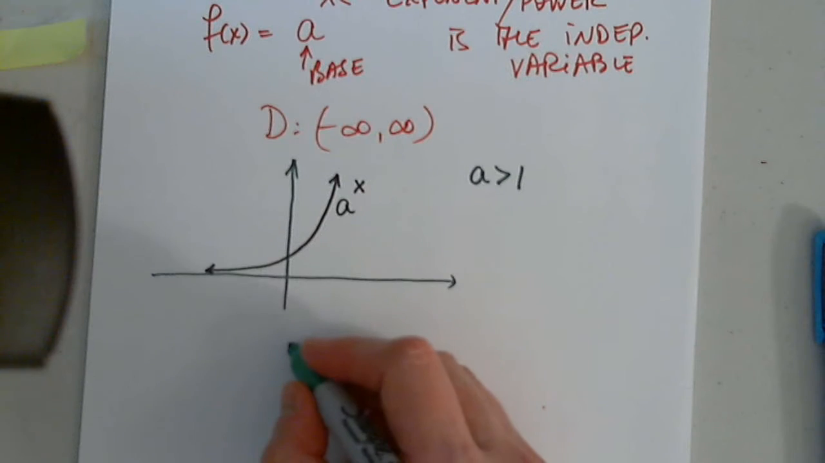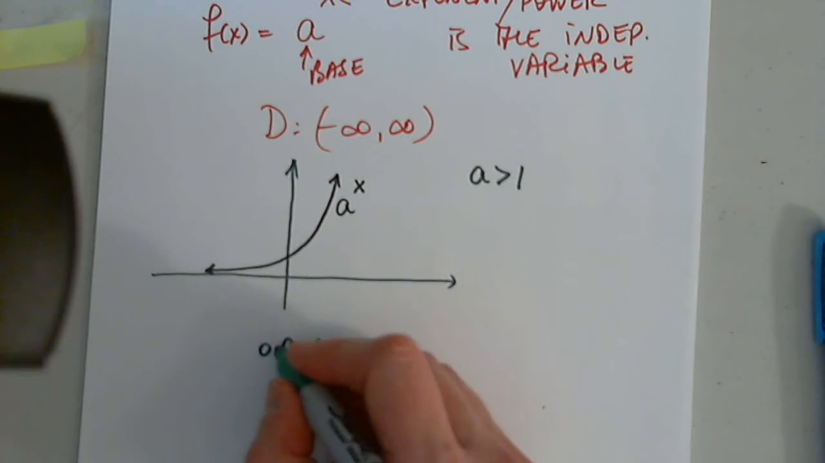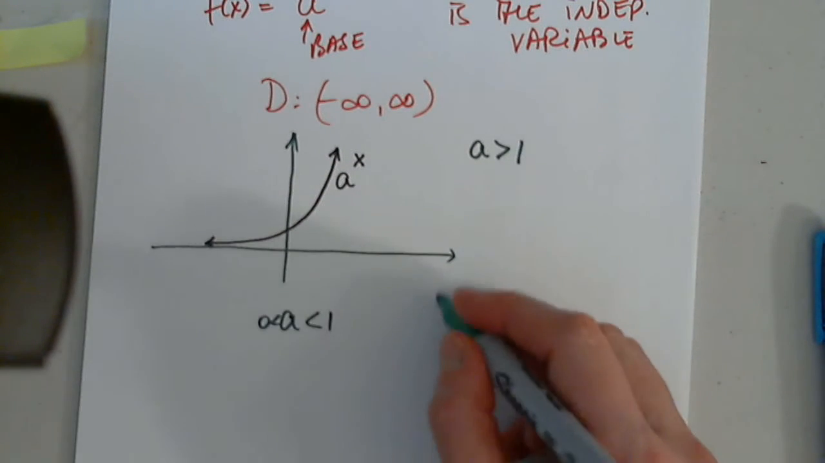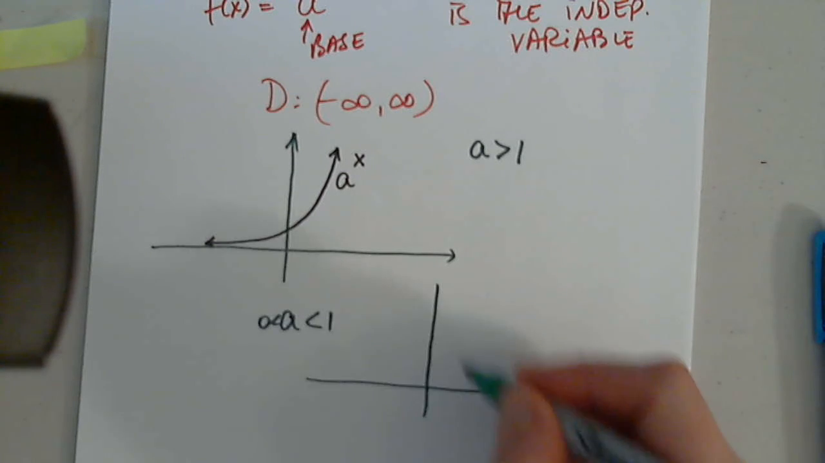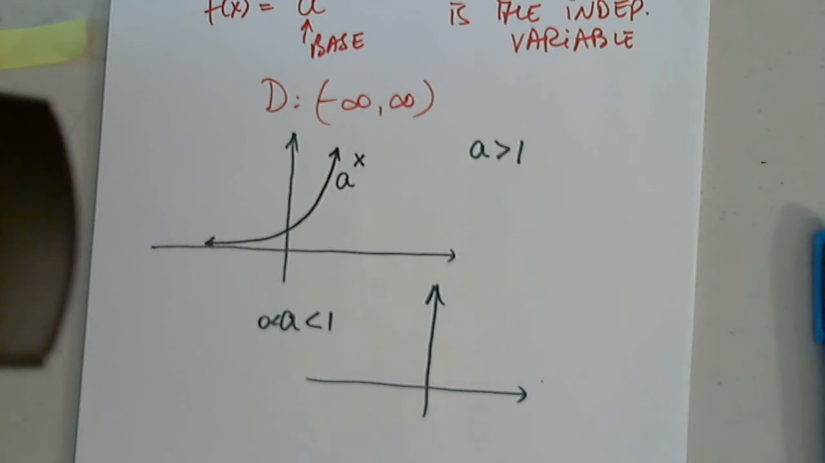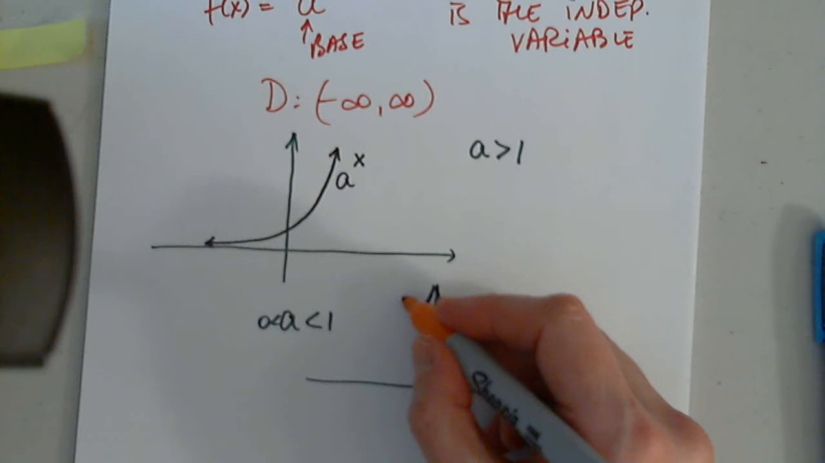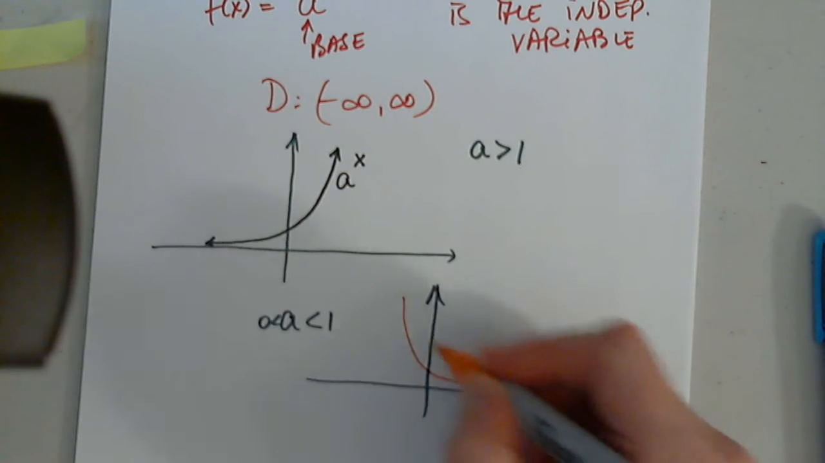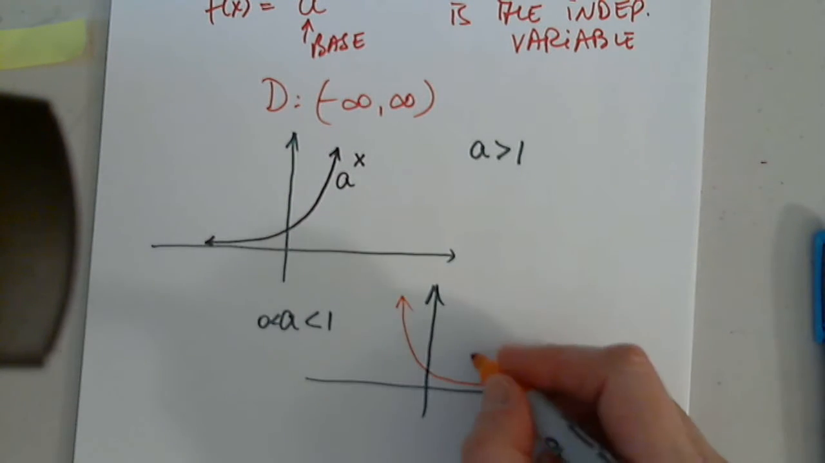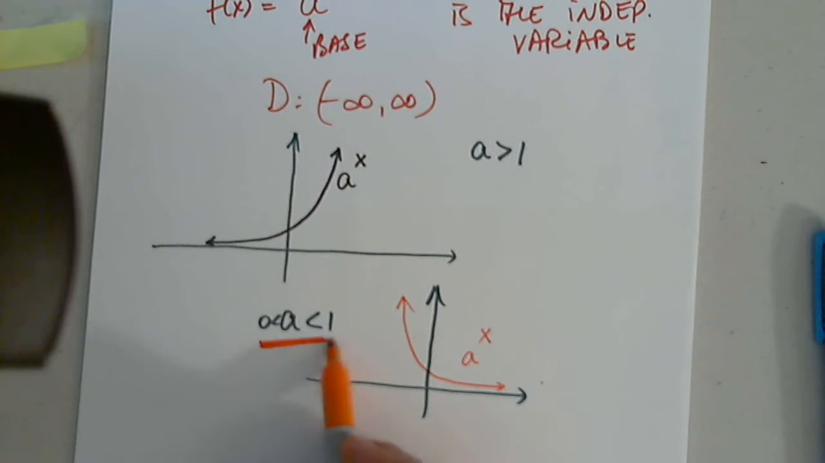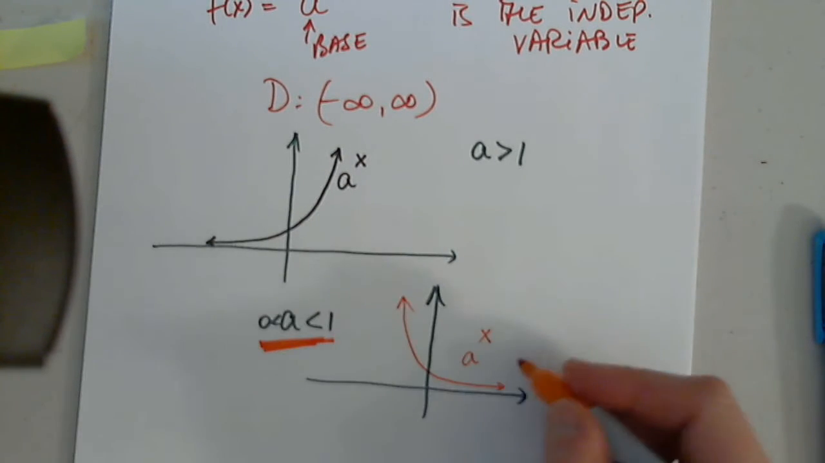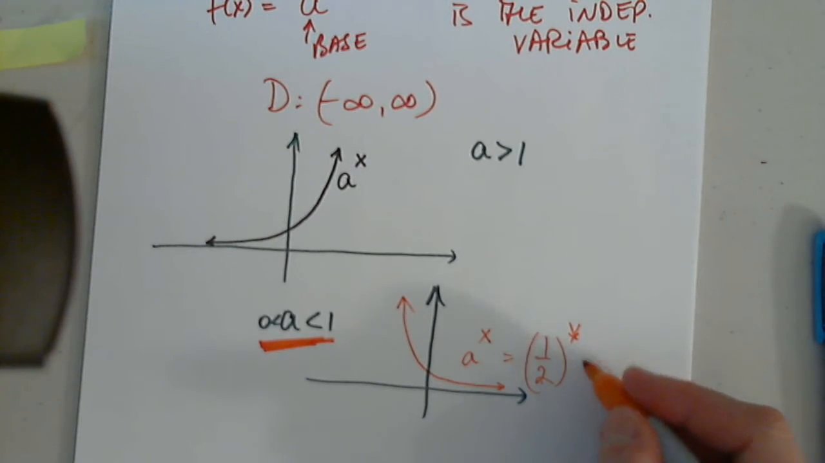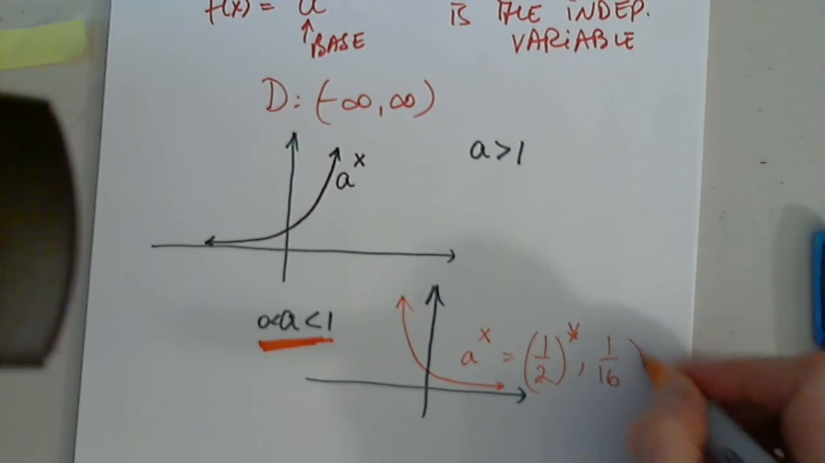Now, if the base is less than 1, between 0 and 1, then the function is the reverse of that. It's like this. So this is still a to the x, but with a tiny base, like, let's say, 1/2 to the x, or 1/16 to the x.